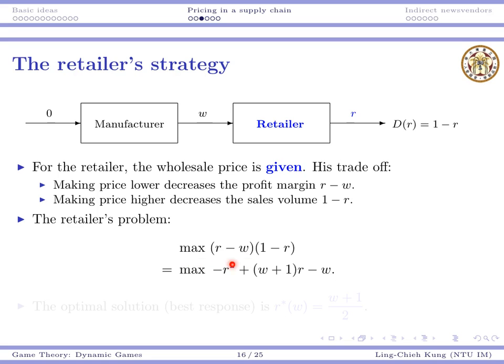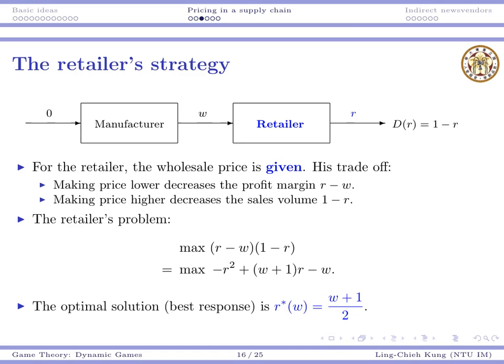If we think about this problem, this is exactly a convex program, right? Because the objective function is concave. Okay, the objective function is concave, and then with the first order condition, we can solve this problem immediately. The optimal solution or the best response for the retailer is the following. Given your wholesale price W, I'm going to set my retail price to be (W plus 1) over 2. Okay? If W is 0, I'm going to charge 1 over 2. If W is 1, I'm going to charge 1, and so on.